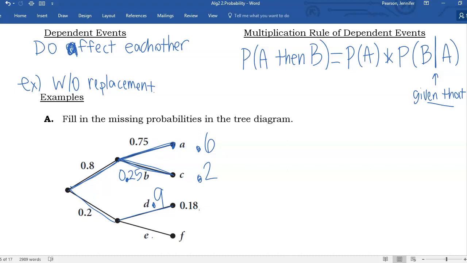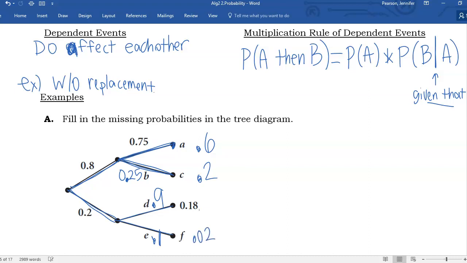Now that I know D, I can find its complement at E. Those got to add up to one whole. If I got 0.9, I need 0.1 to get up to one whole. And then finally for F, this is A not happening and B not happening. I can multiply those two paths together. 0.2 times 0.1 is a 0.02.